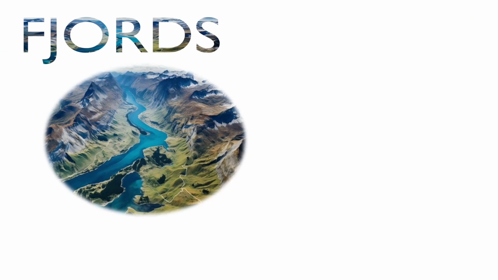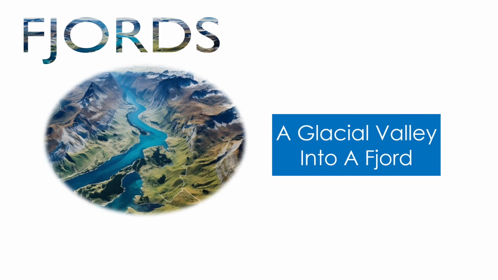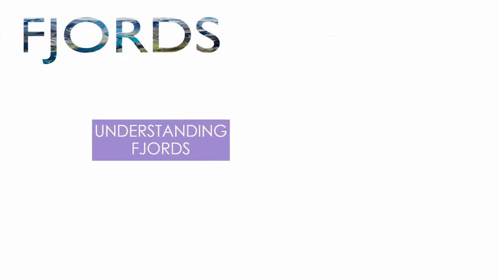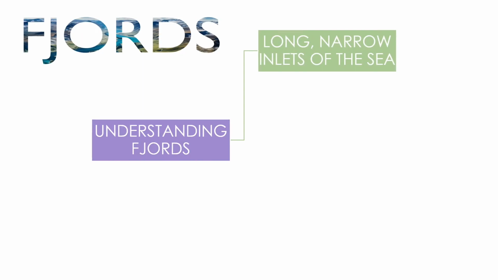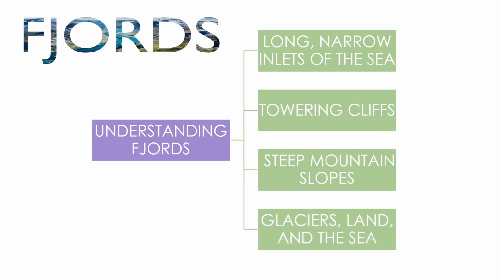Today we take off on a scientific journey deep into the Earth's history to uncover the intricate processes behind the formation of fjords. These majestic natural wonders have captivated us for centuries, and we will explore the crucial role of glaciation in shaping fjords and the sequence of events that transforms a glacial valley into a fjord. To truly grasp how fjords came to be, we must first understand what a fjord is. Fjords are long, narrow inlets of sea flanked by towering cliffs or steep mountain slopes. They are a result of complex interaction between glaciers, land, and the sea.